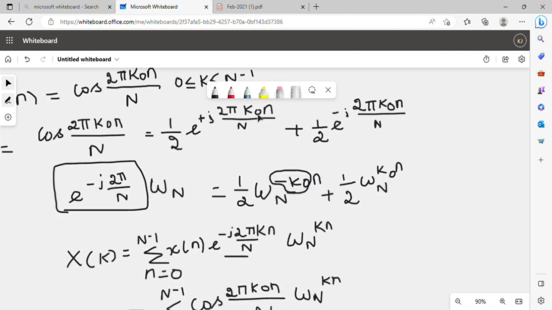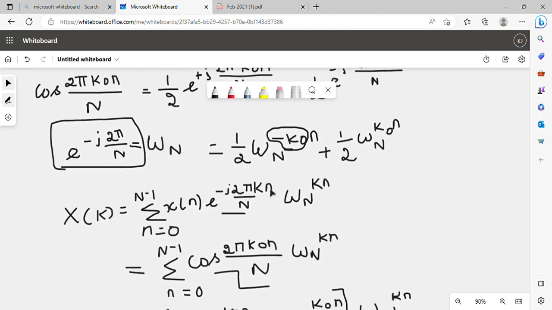Here it is plus k naught only, but as part of it is e to the power of plus j 2 pi by n, and here it is e to the power of minus j 2 pi by n, which is equal to omega n. That is why, instead of k naught, I need to take minus k naught, because it's e to the power of plus j 2 pi by n into kn. And here also, for e to the power of minus j 2 pi by n, we substituted omega n, so omega to the power of k naught n.